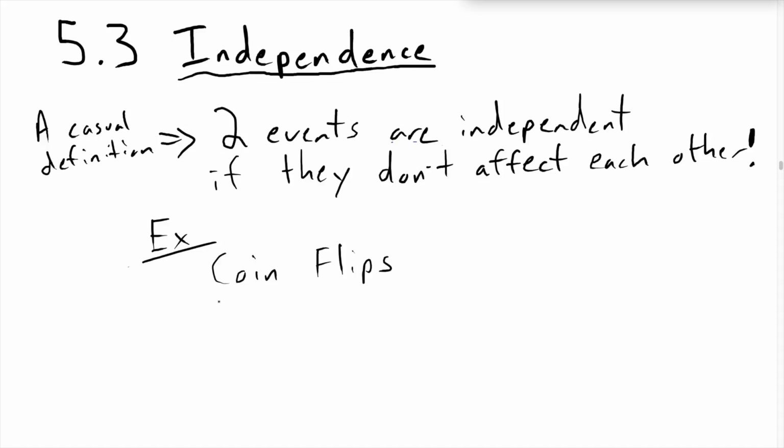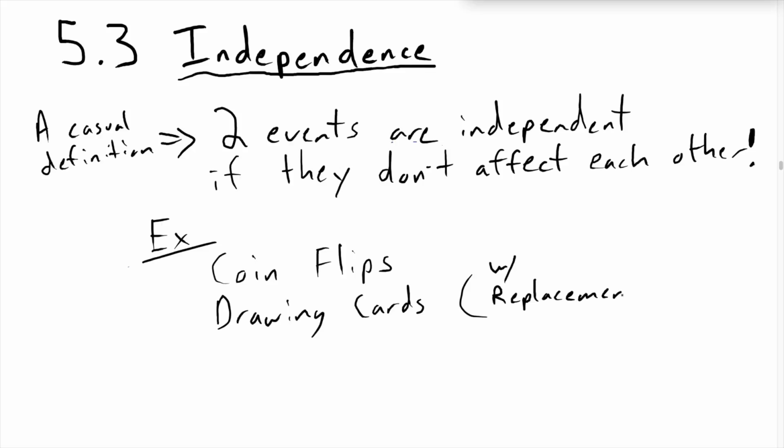Another independent set of events are if we're drawing cards. Specifically, if we're drawing cards with replacement, meaning we put back a card before we draw the next one, then whatever we drew the first time, by the time we draw the second card, the first card's outcome, whether it was a king or 7 or whatever, doesn't affect the second card that we draw. Which seems obvious. That's what independence is.